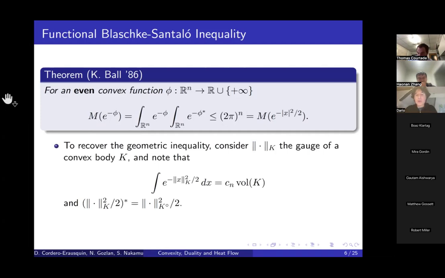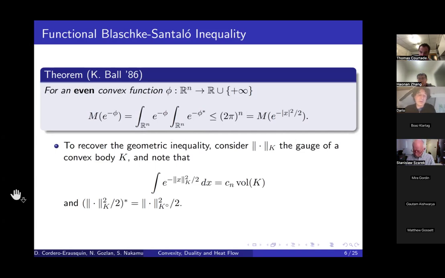You can recover the geometric form by applying this functional form to the gauge of the convex body K to the square, because for any convex body, this is just a multiple of the volume of the convex body. And you can observe, it's a very simple computation, that the Legendre transform of the gauge squared divided by 2 is the gauge of the polar squared divided by 2.